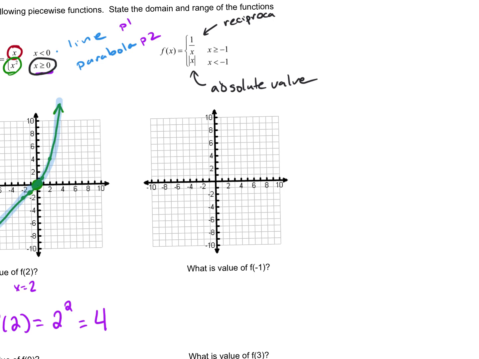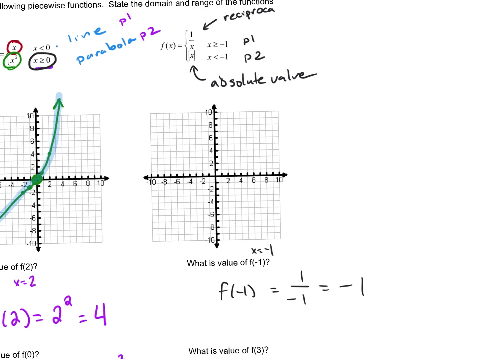If I look at some of these questions, so we have x greater than or equal to -1, we'll call this piece 1, and x less than -1, we'll call that piece 2. So if I'm doing f of -1, that means x equals -1. So x is equal to -1 in piece 1. So I'll do 1 divided by -1, which is just -1.